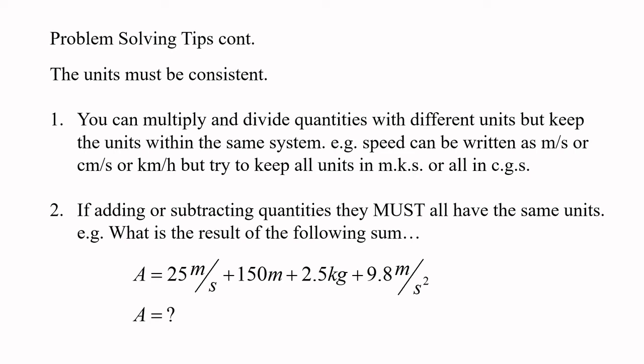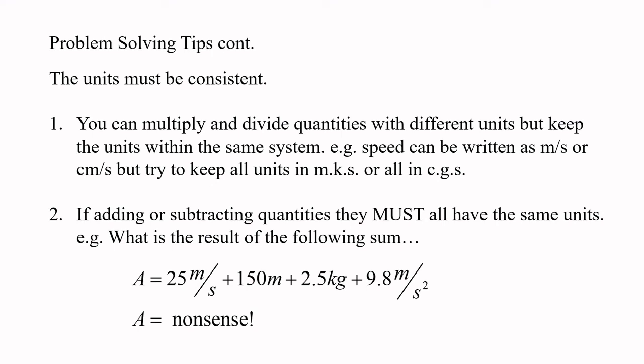Now, for example, what is the result of the following sum? 25 meters per second plus 150 meters plus 2.5 kilograms plus 9.8 meters per second squared. What does that give me for an answer if I try to add those things together? I get nonsense. Absolute nonsense.